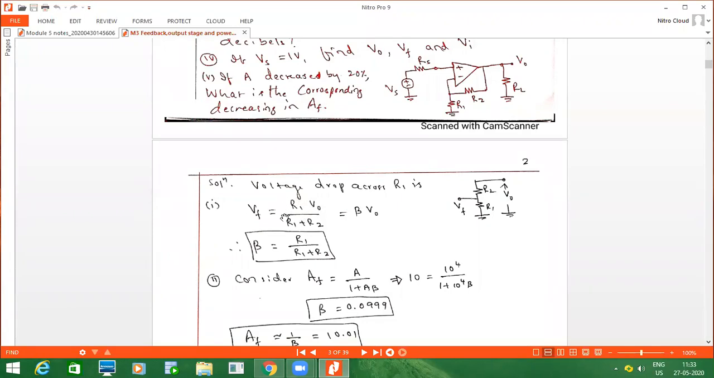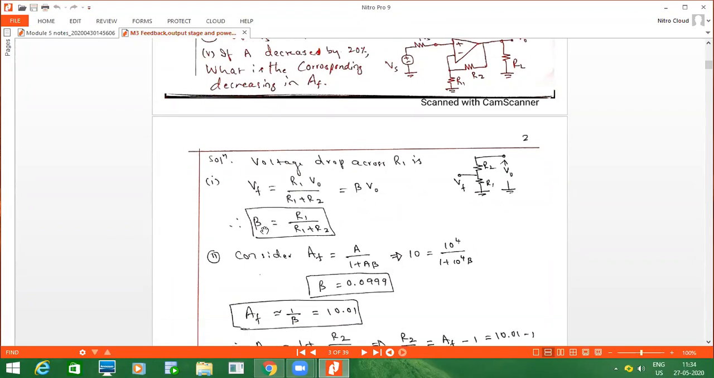This R1 divided by R1 plus R2, I call it beta, the feedback factor. So finally your VF is equal to beta times V0. The equation is satisfied, or you can directly write beta is equal to R1 divided by R1 plus R2. That is the expression.